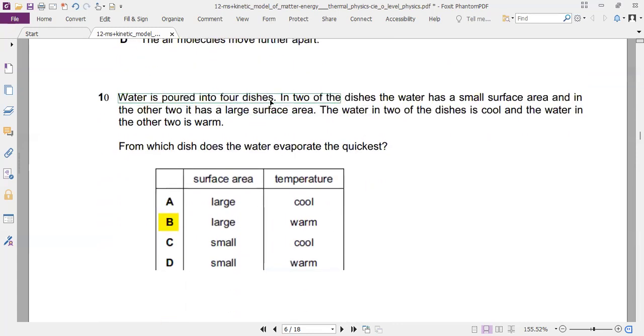Question number 10. So, a large surface area gives more evaporation, and a higher temperature also causes more evaporation. So B is the correct choice.